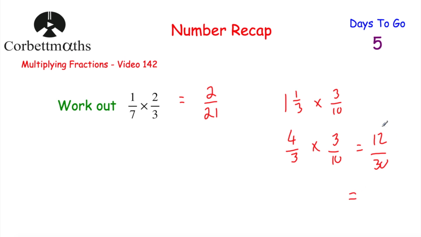So if I divide the numerator by 6, that'll be 2, and if I divide the denominator by 6, that'll be 5. So the answer would be 2/5. So you just multiply the numerators and multiply the denominators whenever you're multiplying fractions.